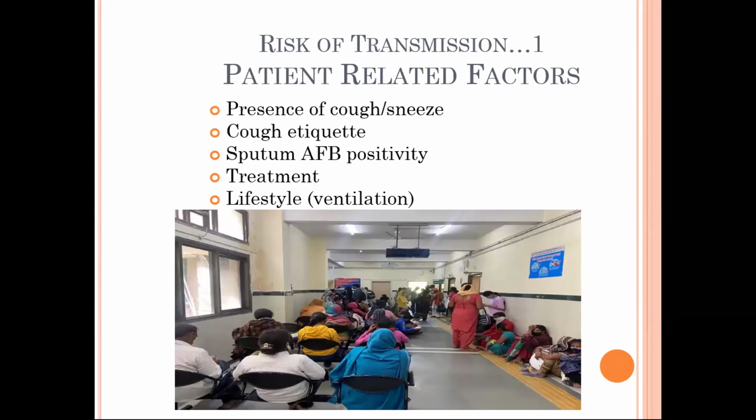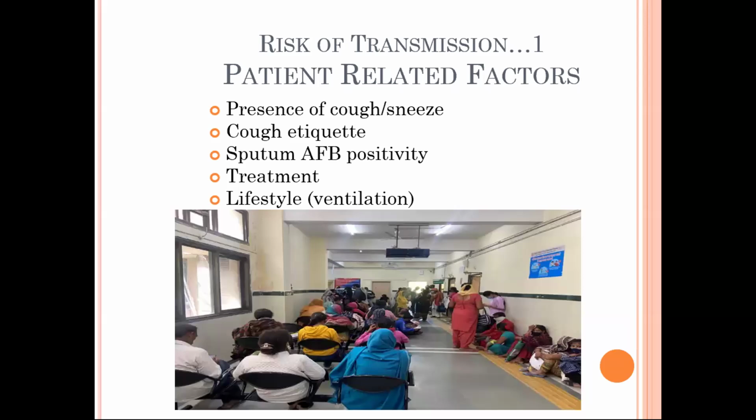So these are some of the factors in how the transmission takes place, like the patient-related factors. This is just a corridor of our hospital. We have taken a picture of this. So many people will be present at the same time, and many of them are TB patients, and some non-TB patients are also there in this group.